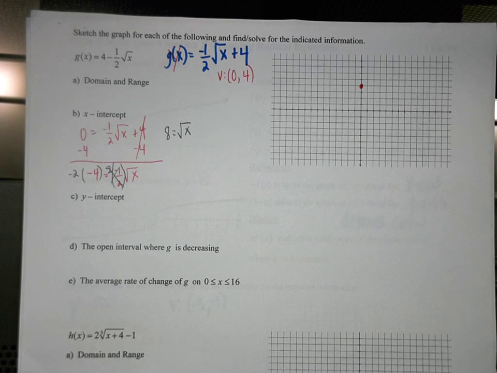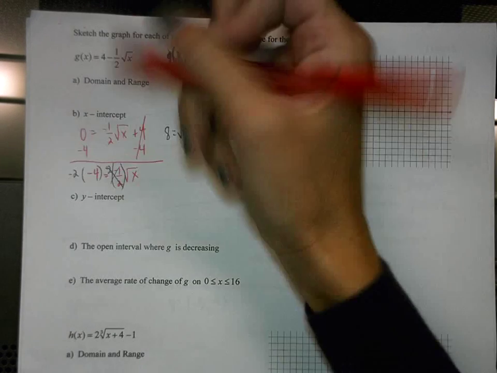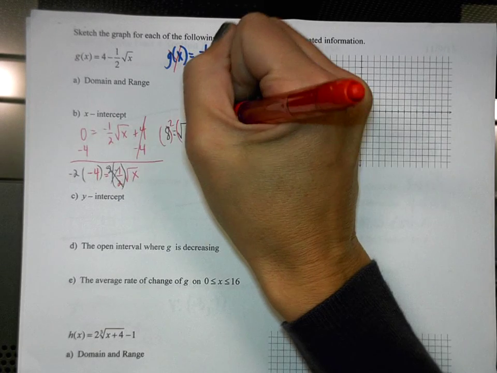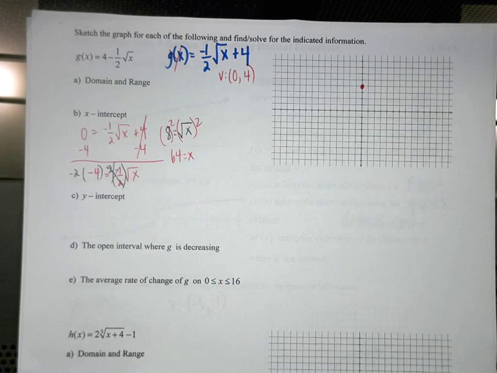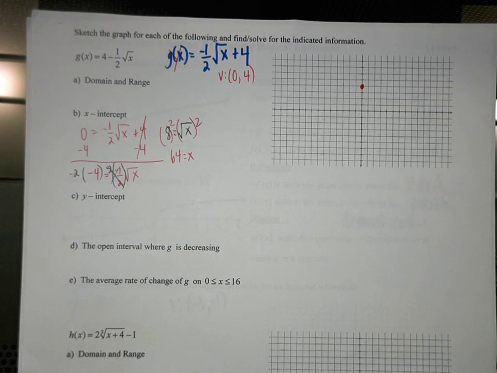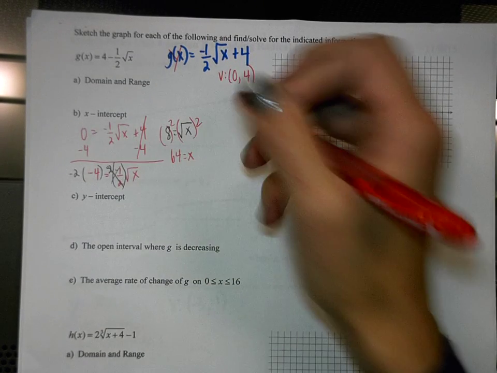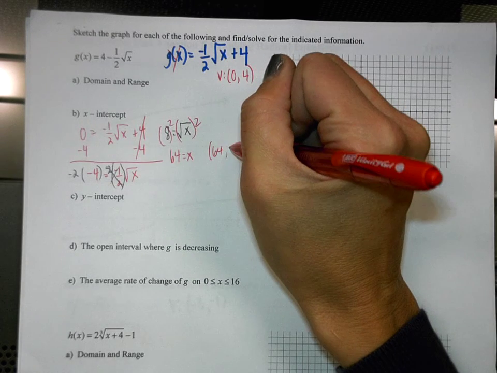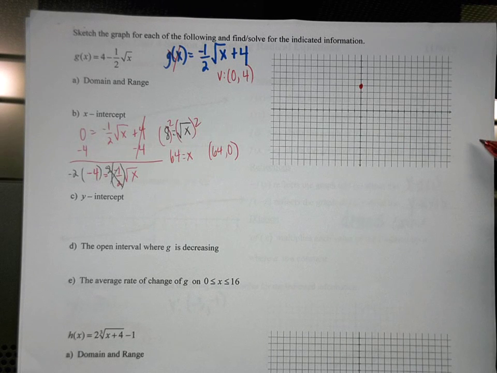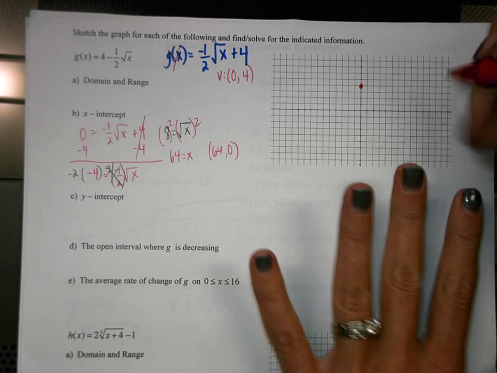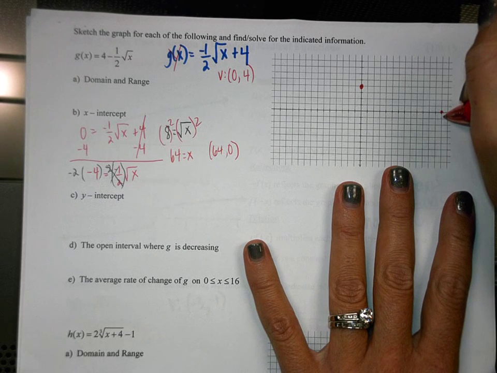Anybody confused by that step? Okay, now what? Square both sides. Okay, so we square the 8, we square the x, and we get 64 equals x. So as an ordered pair, what is that? 64, comma 0. Now, do we want to go all the way out to 64? Nah. Okay, but if you wanted to, you could mark it, right? Could we put that like right here and just call this 64? Yeah. Sure. Just skip it.